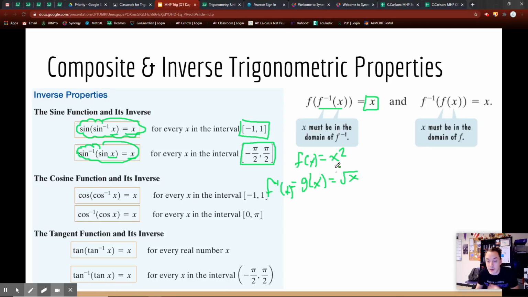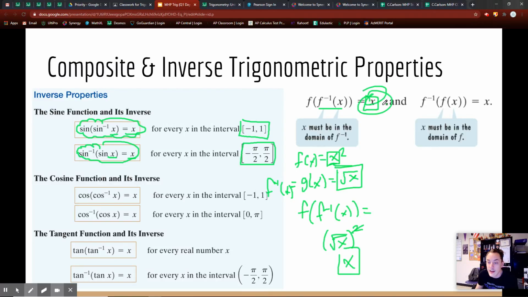Now what happens if I plug these into each other? What happens if I take f and then the inverse of f? What is that going to look like? That means I take that function and plug it into that x. So what it's going to look like is radical x, and then squared. But what happens? I just get x, which is exactly what you have here. Okay, you just get x.